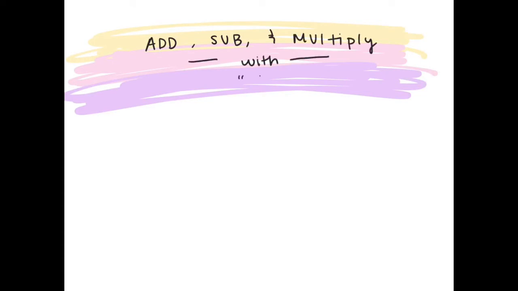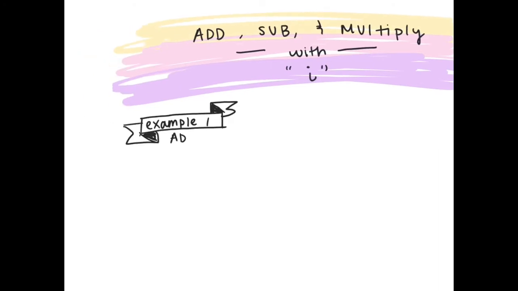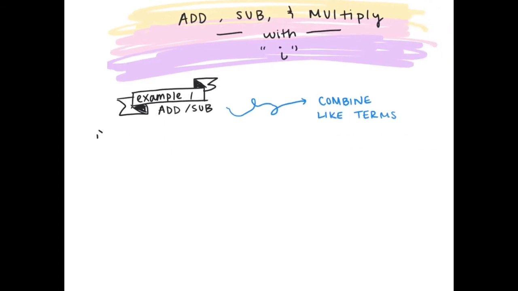Okay, guys, so on Friday, we were introduced to the imaginary unit. Today, we're going to add and subtract and multiply with i. So to start us off, for example set 1, we're just going to add and subtract. On Friday, you guys did such a good job taking some intuition to figure out what you're going to do, because since i works just like an x, we're going to combine like terms.